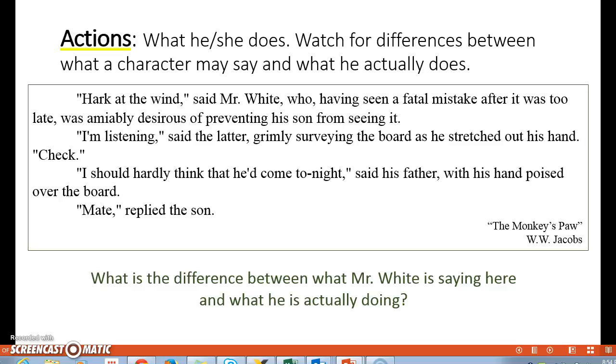So his actions are like, "Oh, hey, look at the wind." And he's smiling. He's amiably desirous of preventing his son, like he's still really friendly, but his actions are suggesting that he's trying to kind of cheat so that his son doesn't win. So what he says and what he does is very different, and that can tell us a whole lot about a character.